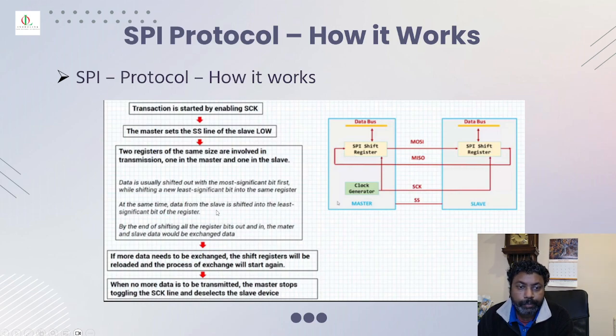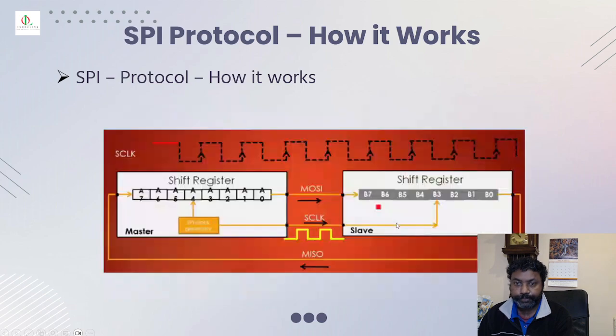And then at the same time, data from the slave is transmitted. Being full duplex, it can also transmit back via the shift register. It transmits back, and that's how the operation is conducted. So if more data is to be exchanged, the shift registers will be reloaded and the process of exchange will start again. When no more data is transmitted, the master will simply stop the clock and deselect the slave line. So this is how the protocol works.